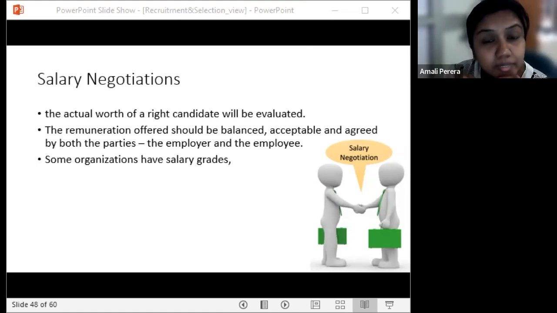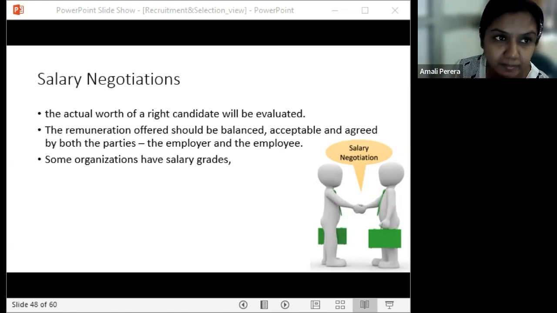Right. So that is the actual worth of the candidate. Basically, before we do the final selection, before we issue the offer letter, the salary will be discussed and issued. Right. So mainly, both parties have to have an acceptable salary range where the candidate as well as the organization agree.